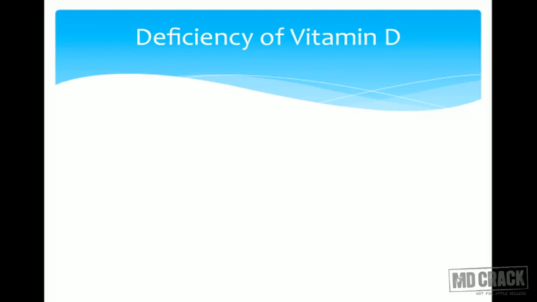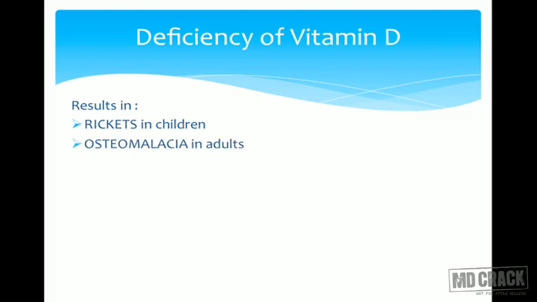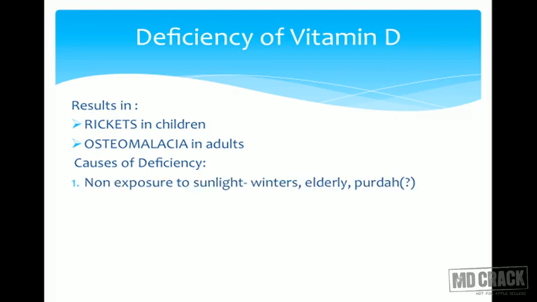So what are the causes for this deficiency? When will anybody be deficient in vitamin D? It results in rickets in children and osteomalacia in adults. What are the causes of deficiency? Non-exposure to sunlight. Sunlight is the main source. Non-exposure to sunlight, especially in winters or in elderly who never go out of the home, or maybe the parda system also, some people say, but may not be also because the face is exposed. It depends upon the country and its relation to the equator.